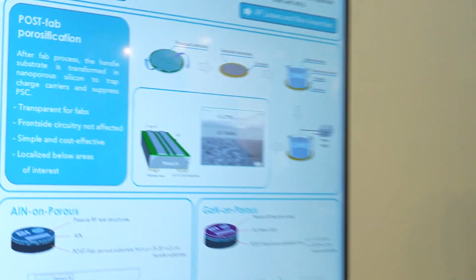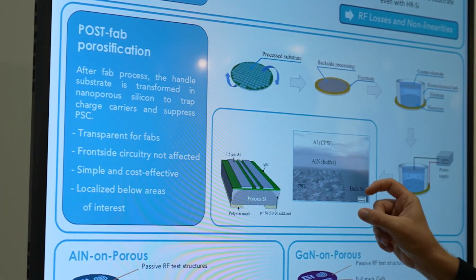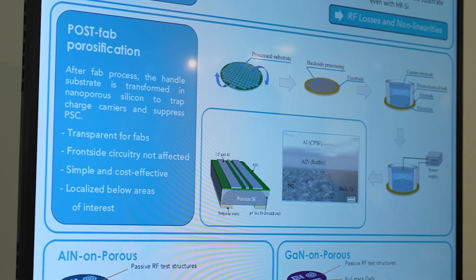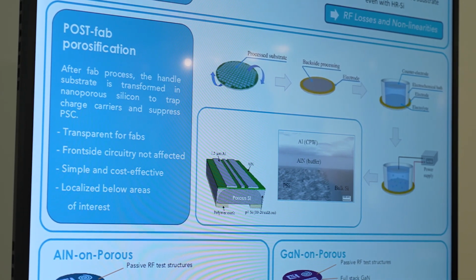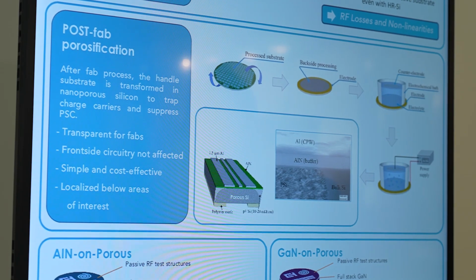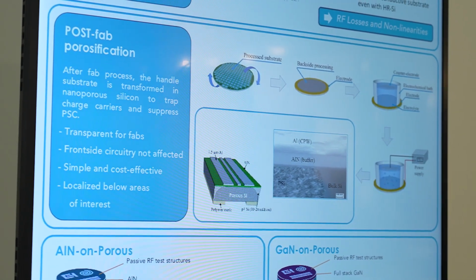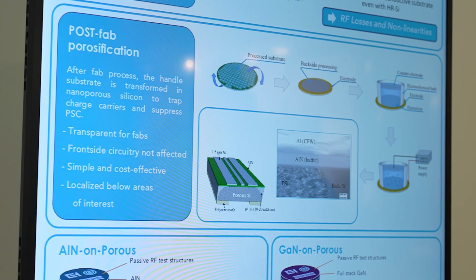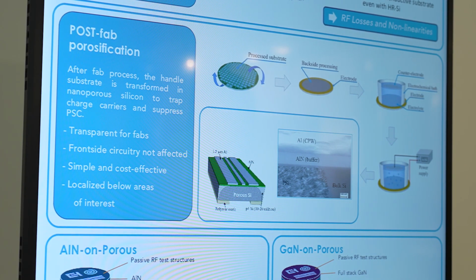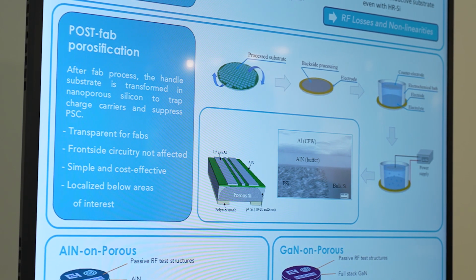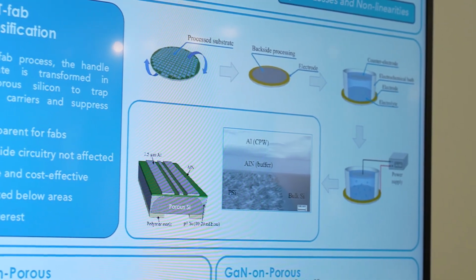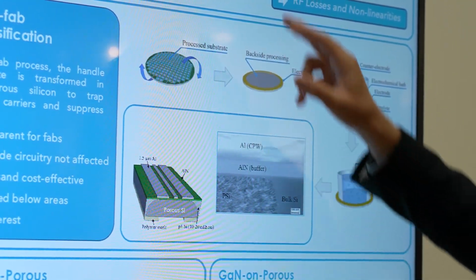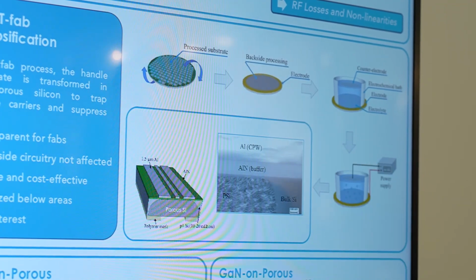To avoid that, we propose here a post-fab porosification. Porosification transforms the silicon substrate into a sponge with nanopores, holes with very thin diameter of a few nanometers, and we do that after the fabrication of the circuit.